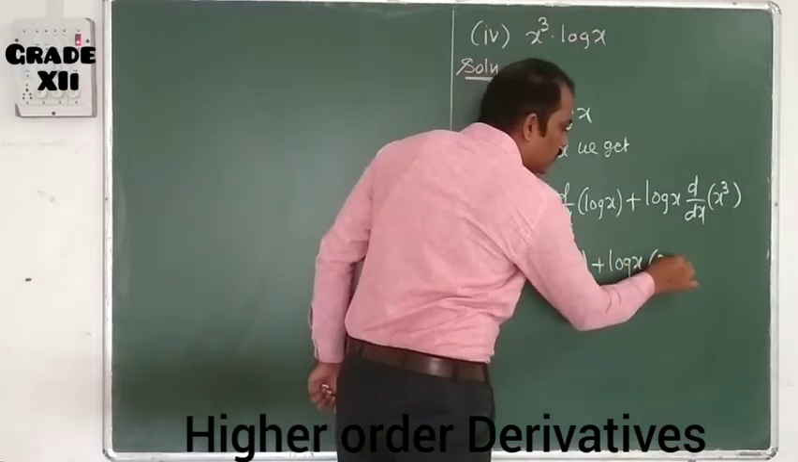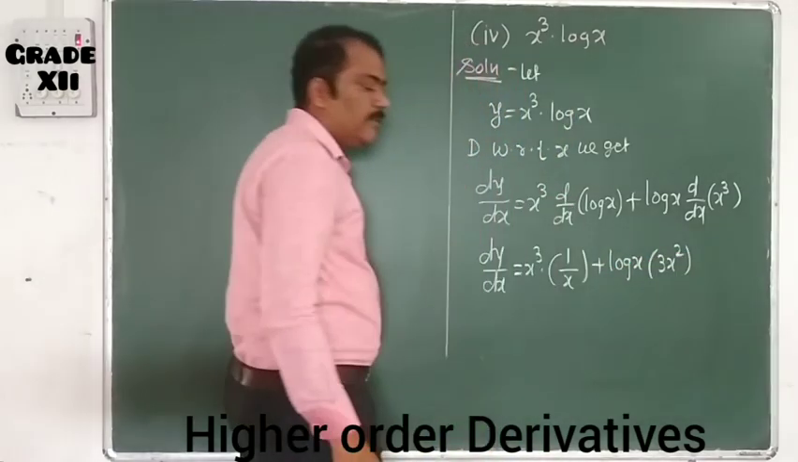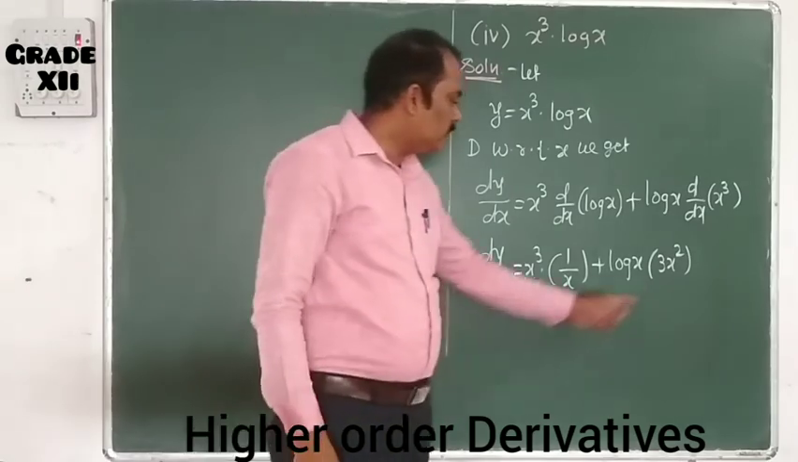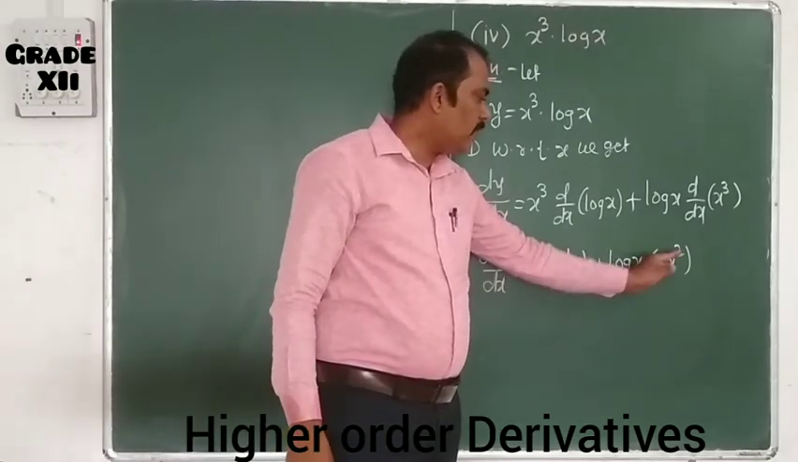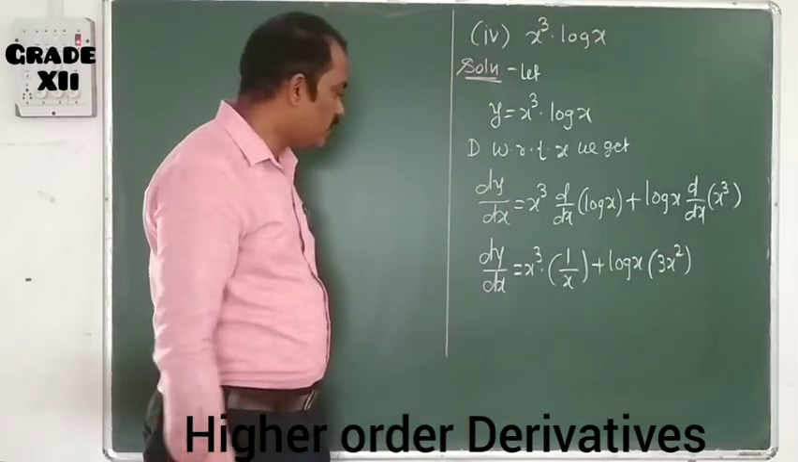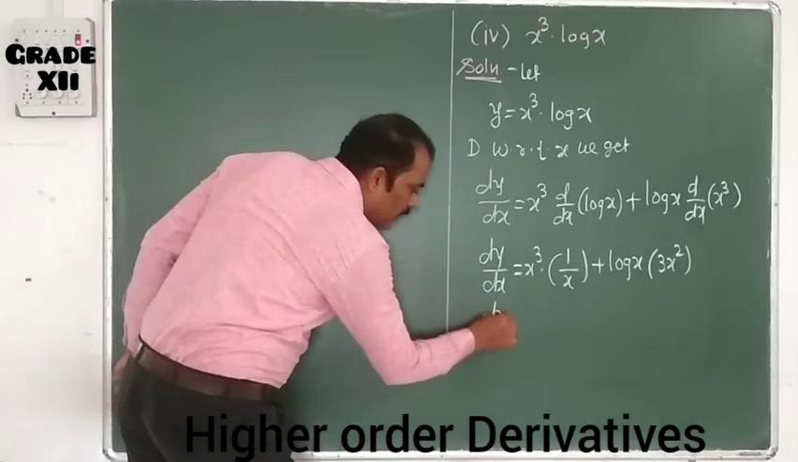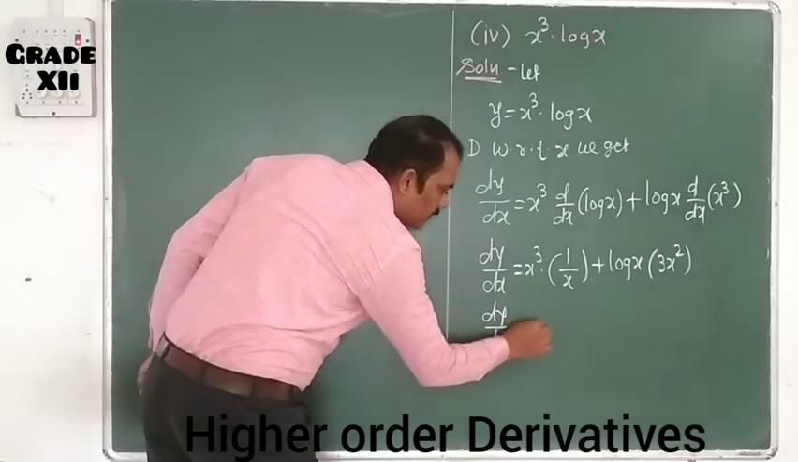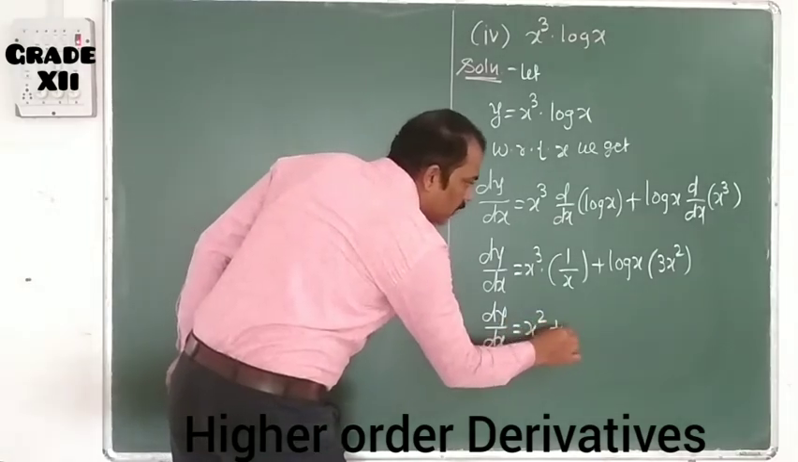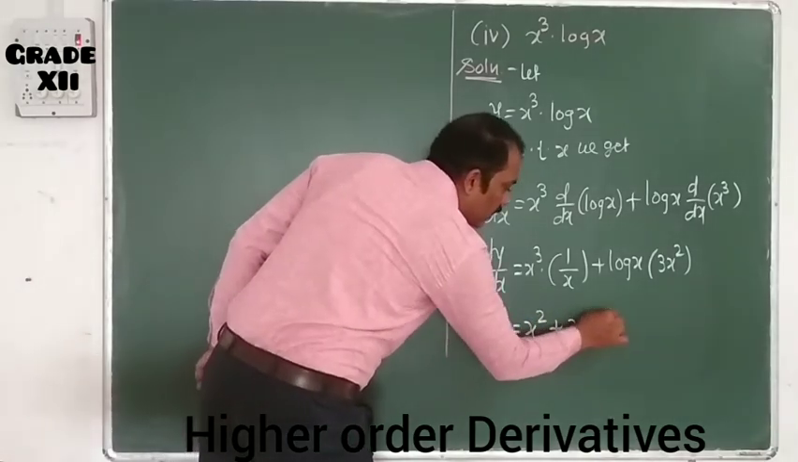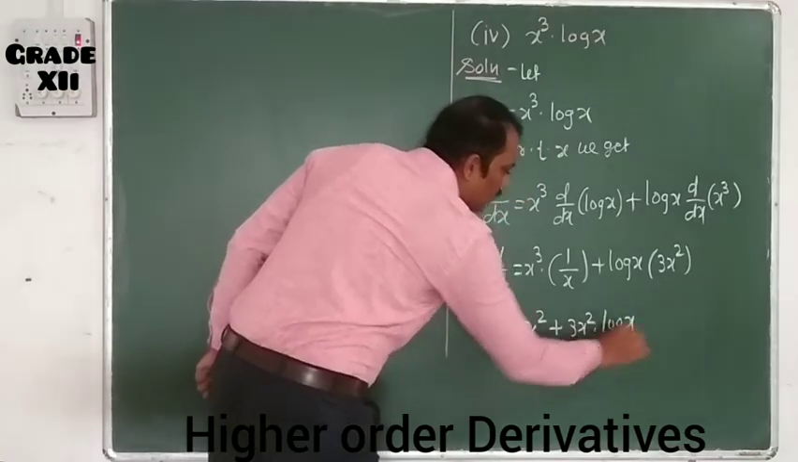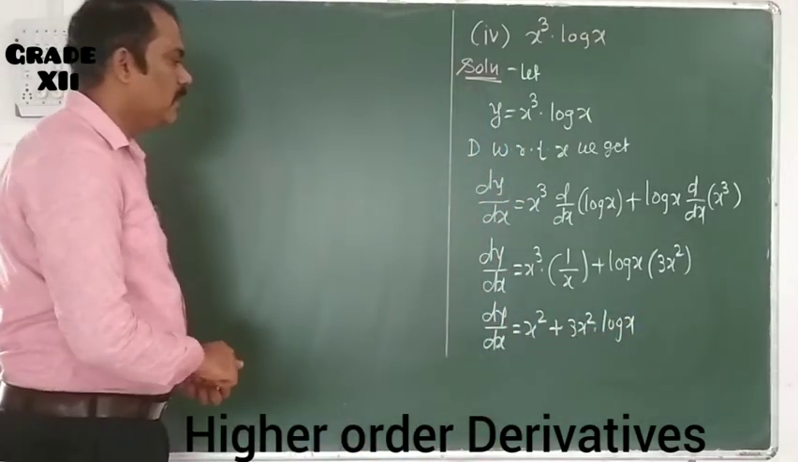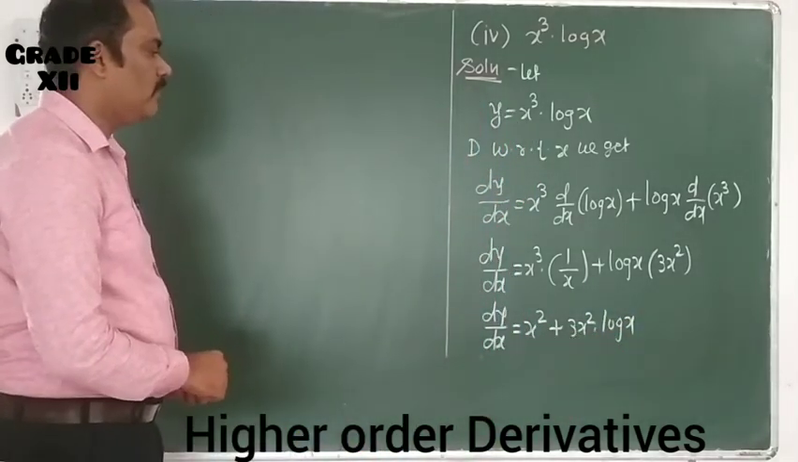What is the derivative of x cube? Take the power as it is, and from the power we subtract 1. That is 3 times x square. This can be written as dy/dx equal to x cube divided by x, which is x square, plus 3x square into log of x.